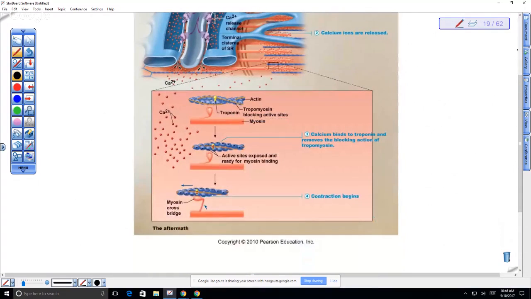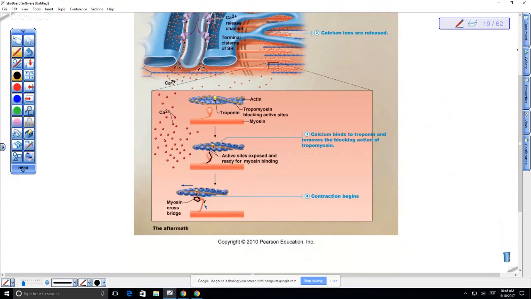Okay, so calcium ions are released. So these are the calcium ions. Notice that they bind to troponin right here, right? Tropomyosin moves, and then we get a cross bridge formation. So notice how the myosin then is able to bind to the actin.